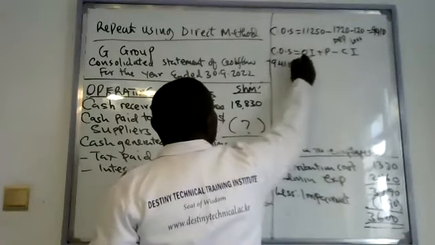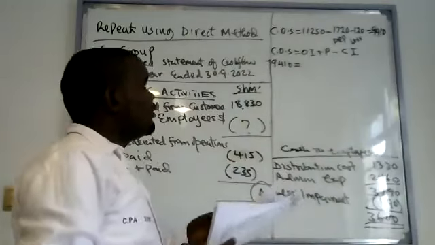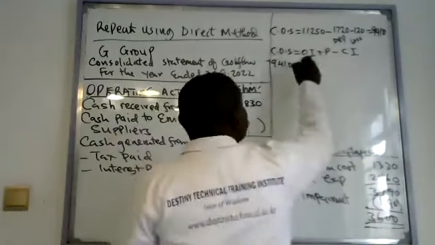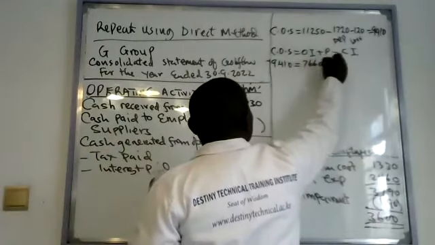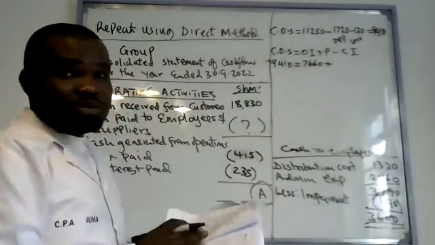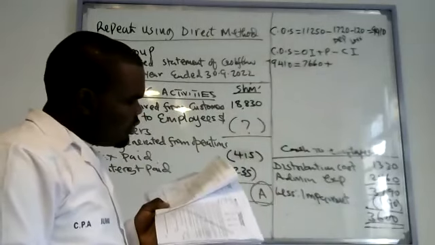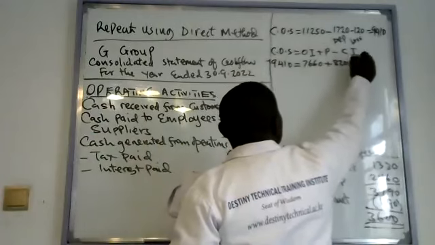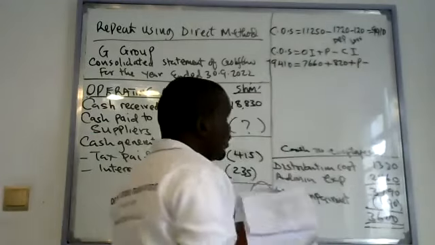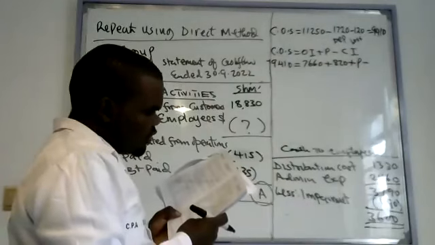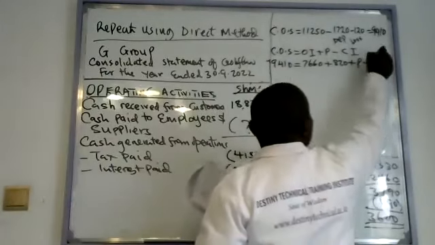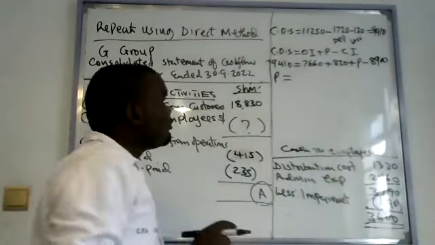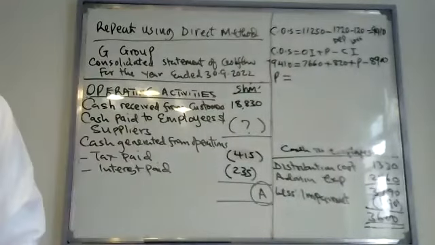94.10 is equal to opening inventory. Opening inventory is 76.60 plus subsidiary. Subsidiary came with 820. 820 subsidiary plus P minus closing. Closing inventory is 8,900. Here I want the value of P. Use that to get P.